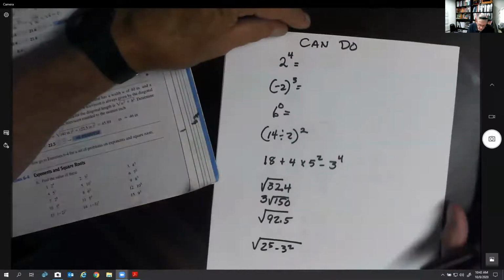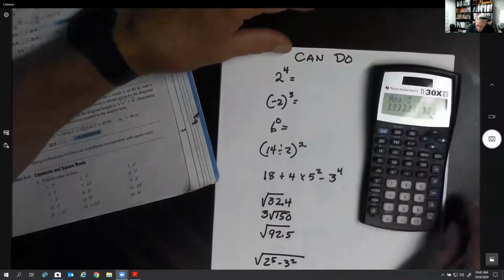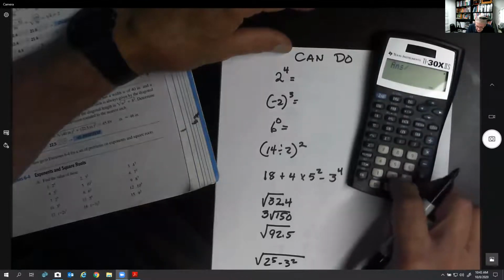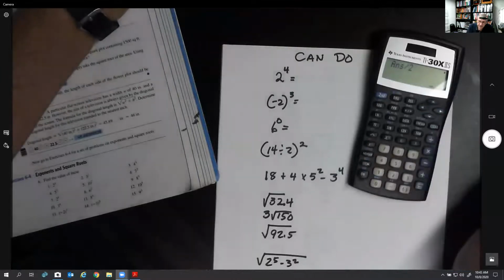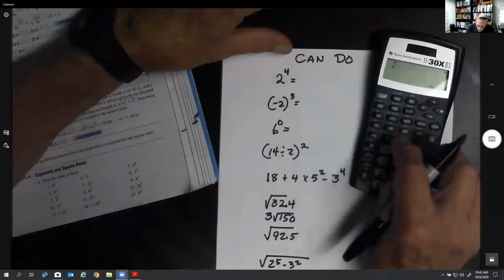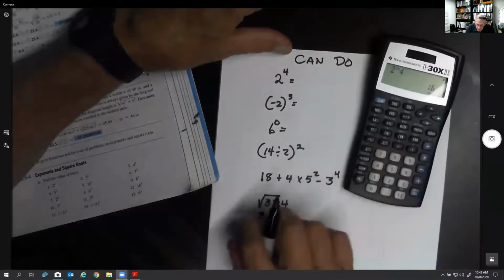Let's find out. 2 to the 4th. 2 times 2 times 2 times 2 should be 16, but let's double check it. I wrote this down, but I didn't do a great job, so make sure. 2 raised to the 4th, 16.